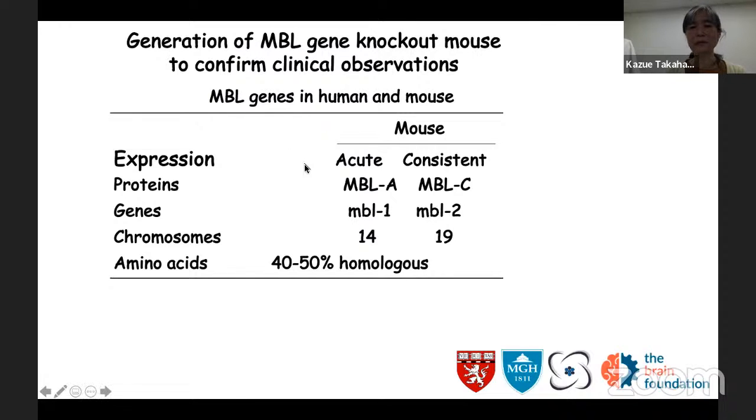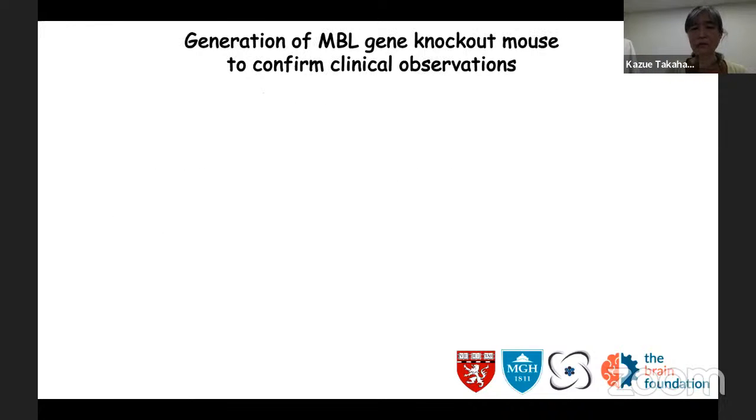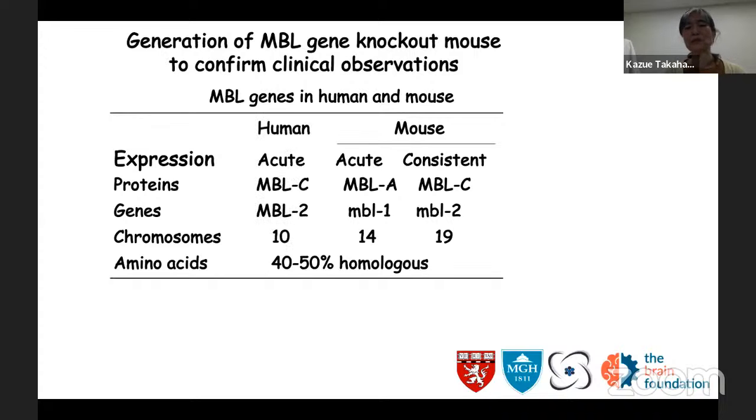So mouse, they have 2 proteins derived from totally different chromosomes, MBL-A and MBL-C. MBL-A is an acute phase protein, while MBL-C is consistently expressed. So when it's an acute phase protein, in naive mice, MBL-A is not really much, but once there's an LPS challenge, then MBL-A shoots up. Now compared to this, in human, we have only 1 protein, which is genetically homologous to MBL-C.